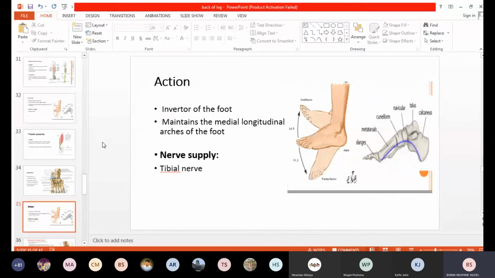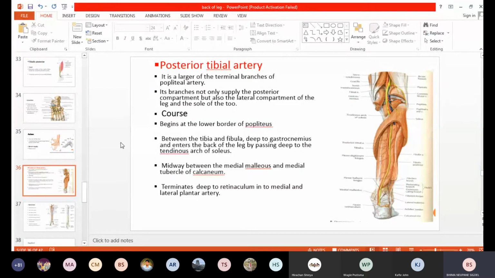Okay. So now nerve supply by the same nerve, that is the tibial nerve. Now moving towards the artery. We have seen the popliteal artery in the popliteal fossa. The same popliteal artery, you can see this is the popliteus muscle: this is the upper border of the popliteus, this is the lower border of the popliteus. At the lower border of the popliteus, the popliteal artery is divided into two branches, that is the posterior tibial and the anterior tibial artery. The posterior tibial artery is the larger branch of the popliteal artery.